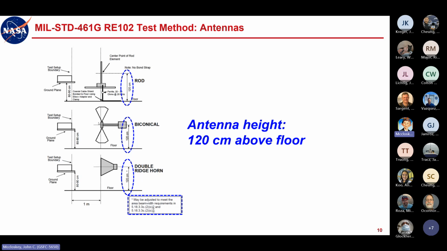And sometimes, like the biconical, it's a large antenna, so in vertical polarization, the base of it can get very close to the floor. So you may want to adjust that a little bit as needed, but we want to get to that 120 centimeters as closely as you can.